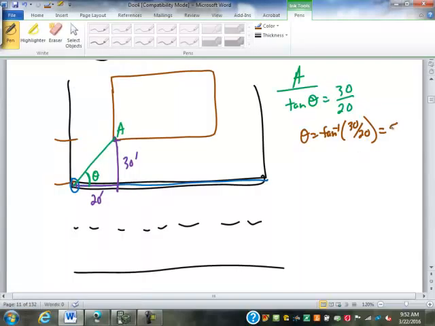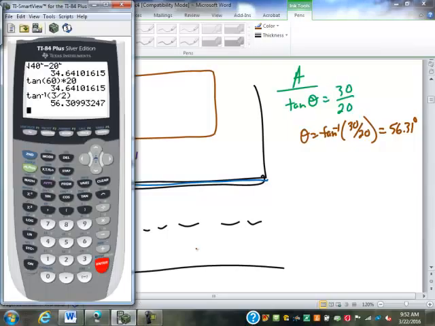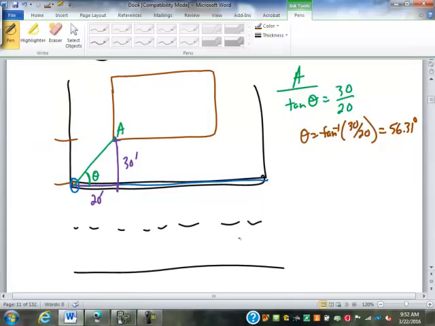56.31 degrees. What? I had 3 divided by 2. I left off the zeros. What's my distance? This is the square root of 20 squared plus 30 squared, right?